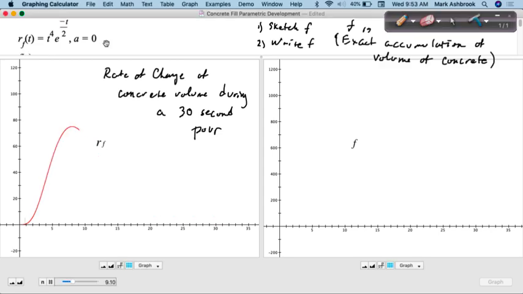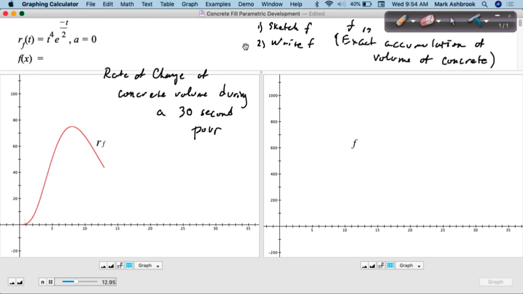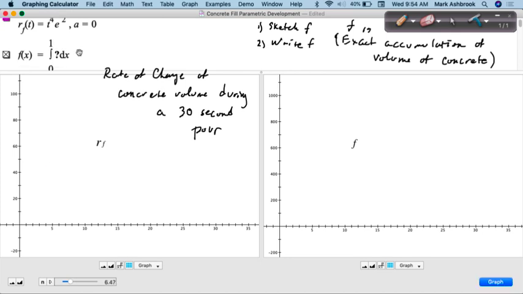So let's actually do part 2 first. How many people think they can do part 2, which is write the function f? How many people think they can write the function f? Anthony, thank you. Riddick, thank you. Anybody? Chris, tell me. I put the integral from 0 to 30 of the rate function. I put t to the 4th, e to the negative t over 2, dt.